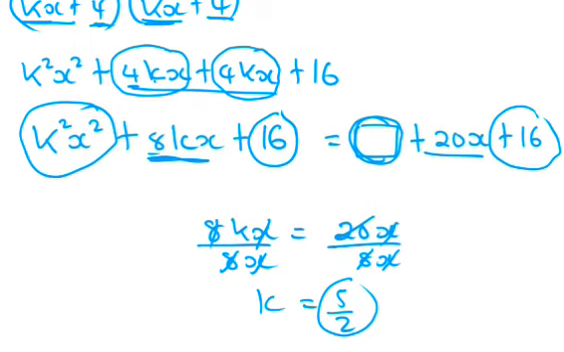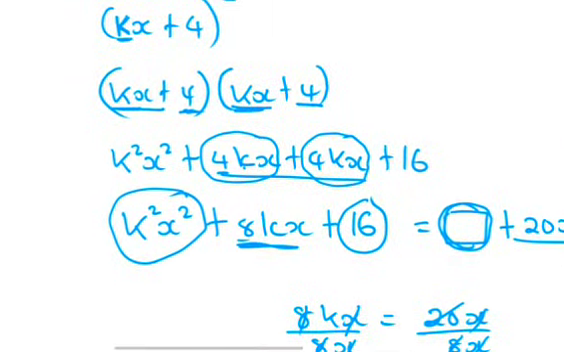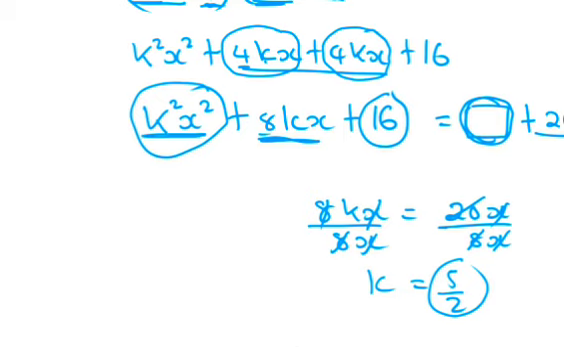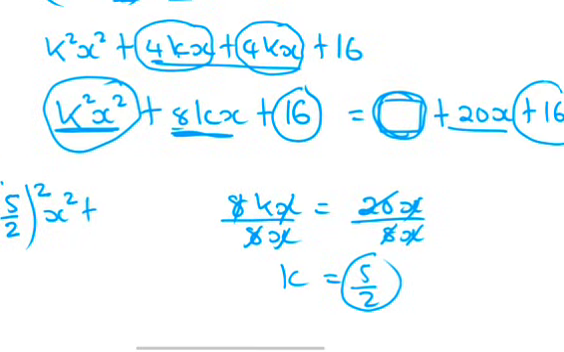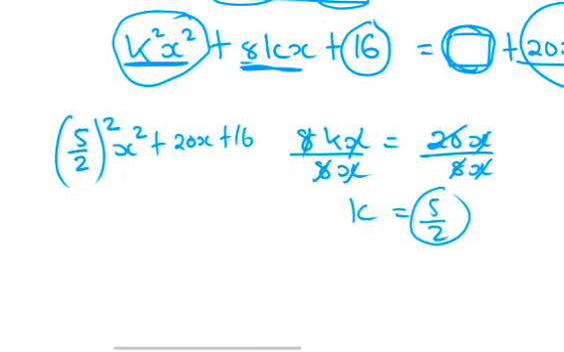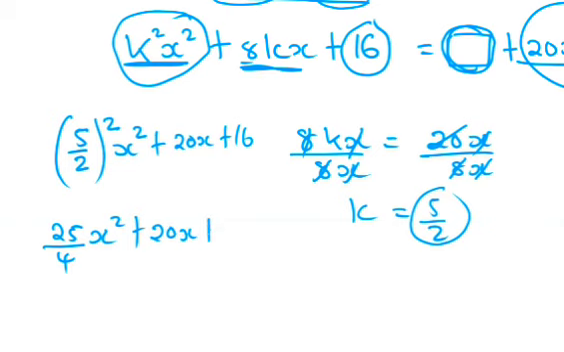Our value of k is 5 over 2. Now we make the expression by substituting k: 5 over 2 x, then since it's squared, plus the rest, which is 20x plus 16. We have 5 squared, 25, over 2 squared, which is 4, then x squared plus 20x plus 16.